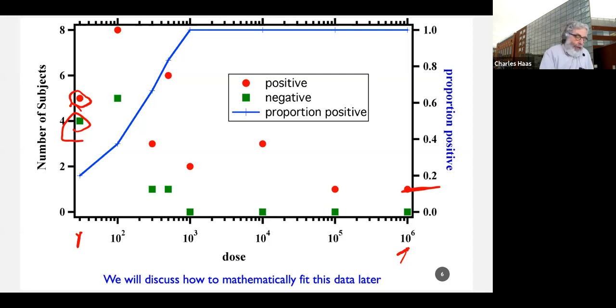Actually, excuse me, the red circles are not positive. The red circles are total number of subjects. So we'll talk about how to fit this later. The blue curve is simply fitting the proportion positive at each dose as a function of dose. So it appears to be an increasing trend. And obviously at high dose, essentially everybody is affected.